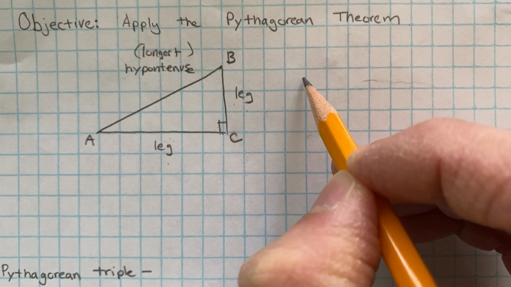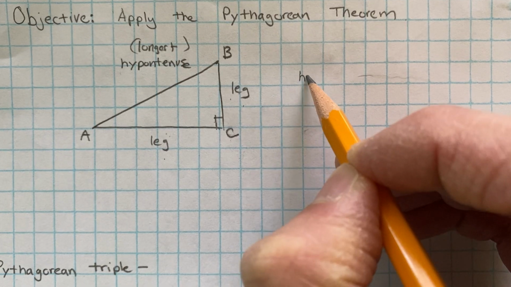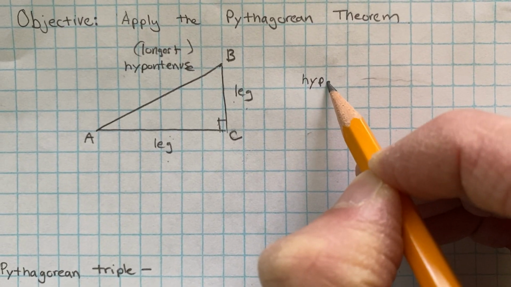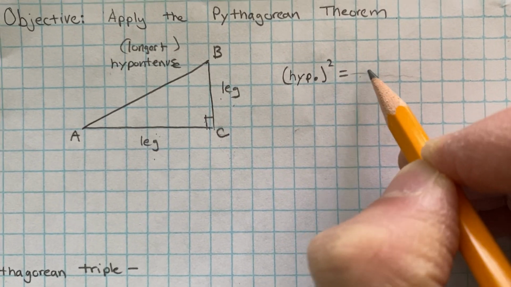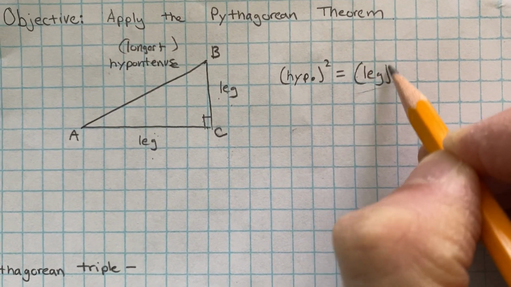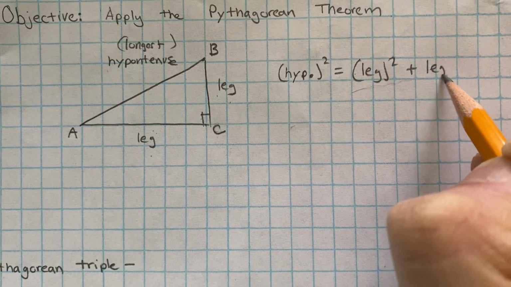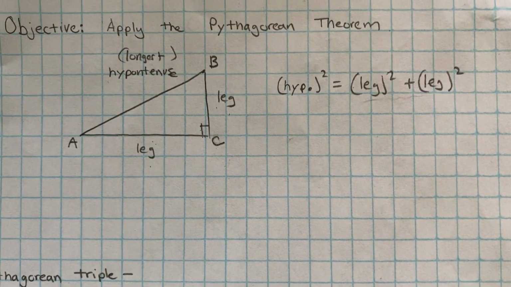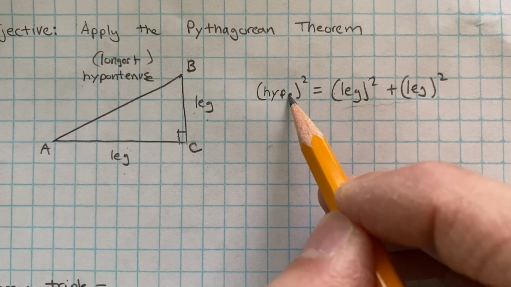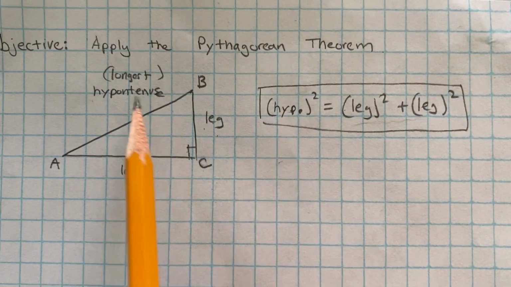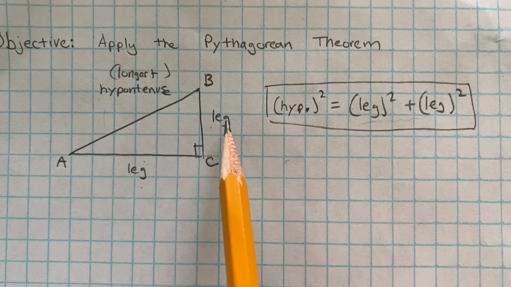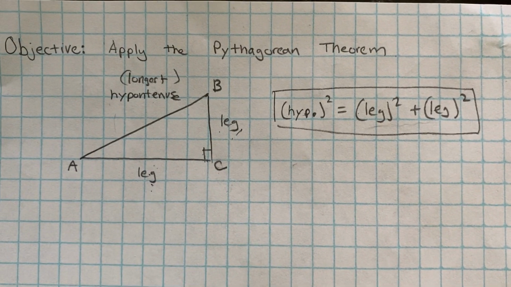So the Pythagorean theorem, quite simply stated, is the hypotenuse, I'm going to abbreviate it HYP, the hypotenuse squared, is the sum of the two legs squared. And that really is your Pythagorean theorem. Hypotenuse squared, the longest side squared, is the sum of these two legs squared.